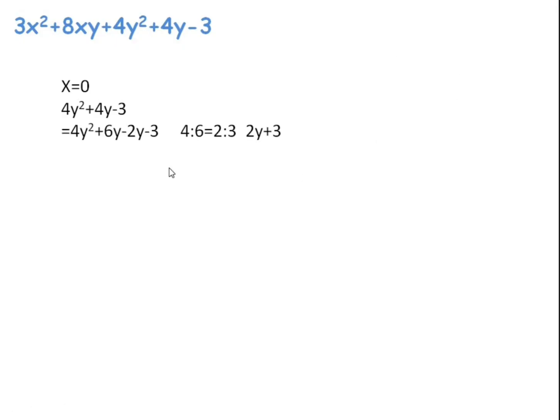4 threes are 12, and that 12 you can write as 6 minus 2. So the first root you get is 2y plus 3. And again you will get 2y minus 1 when you divide the first and last term by this factor. And now you can see that we have only 2 factors in terms of y. But we need x also, and we have only 2 variables.